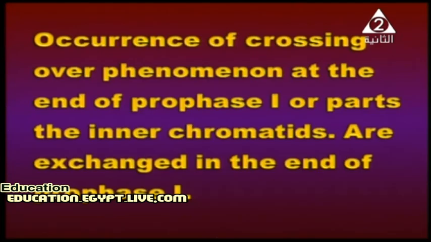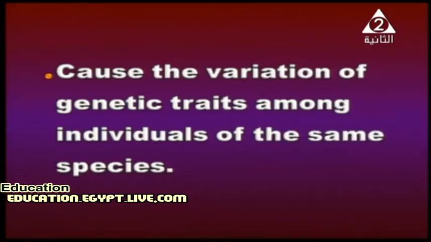Crossing over occurs at the end of prophase 1, where parts of the inner chromatids are exchanged. That leads to variation of genetic traits among individuals of the same species.